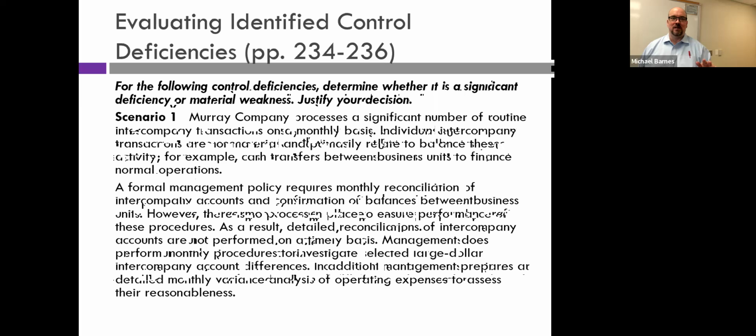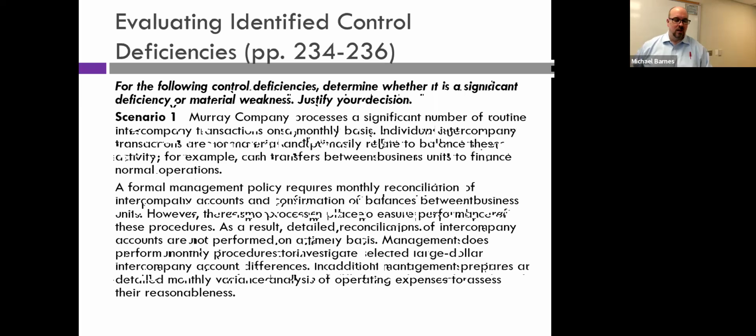That's one of the things that it says in the first paragraph. So if this control fails, it's unlikely to result in a material misstatement. Additionally, they've got redundant controls in this area. Even if the control fails, it appears that management does perform monthly procedures to investigate those differences, okay? They also do a monthly variance analysis to assess reasonableness. So if there is a failure, there are redundant procedures, so it's unlikely that there will be a material misstatement. Therefore, this is probably going to be a significant deficiency.